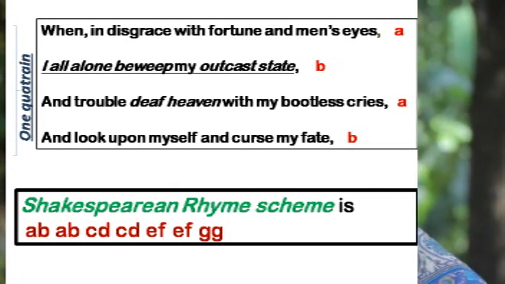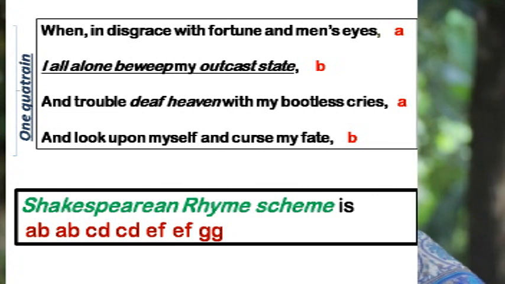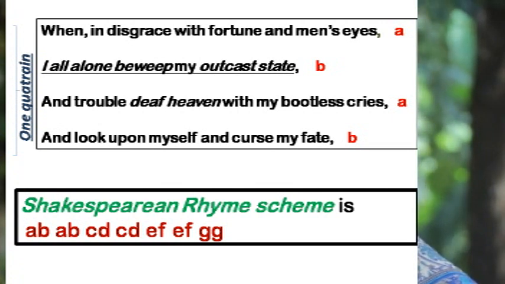"When in disgrace with fortune and men's eyes, I all alone beweep my outcast state, and trouble deaf heaven with my bootless cries, and look upon myself and curse my fate." Look at the last word of the first line, eyes. We will put A there, okay? And then, "I all alone beweep my outcast state." Does eyes rhyme with state? No. So what will we do? We'll put a B there.